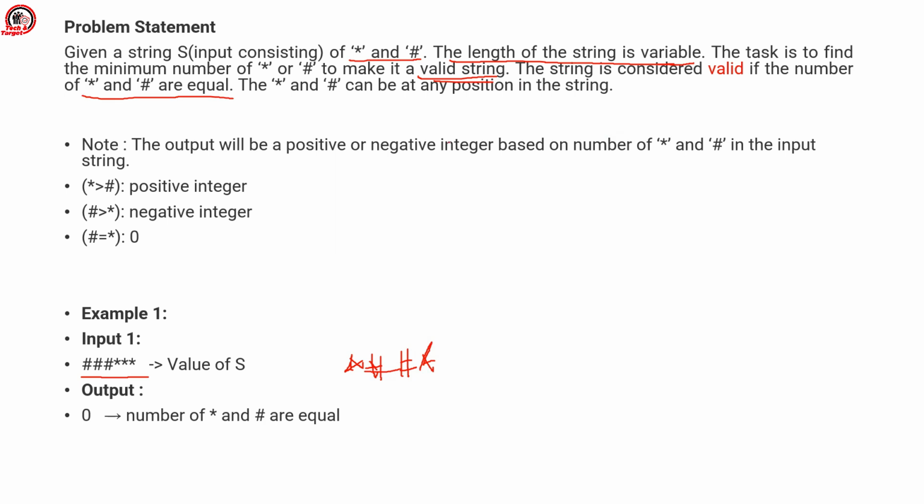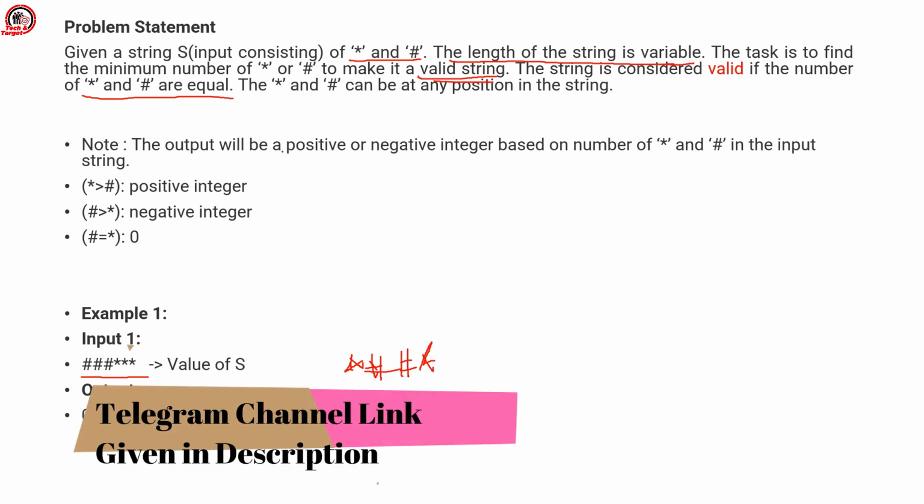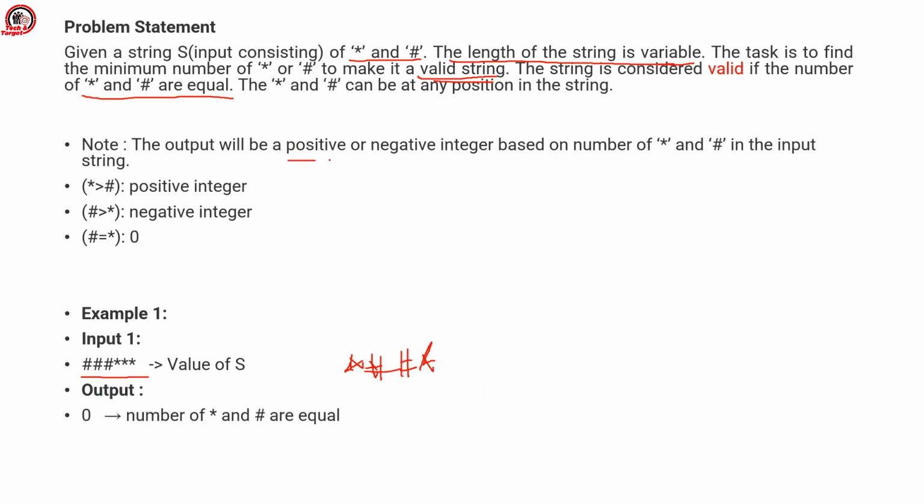And also they have given an important note that the output is not positive all the time. The output may be positive, may be negative, or it can also be 0. If the output was always a positive integer, then that would have given us an idea that we just had to print the absolute value of the difference of the number of stars and number of hashes. But here they directly mentioned that the output can be positive or it can also be negative.